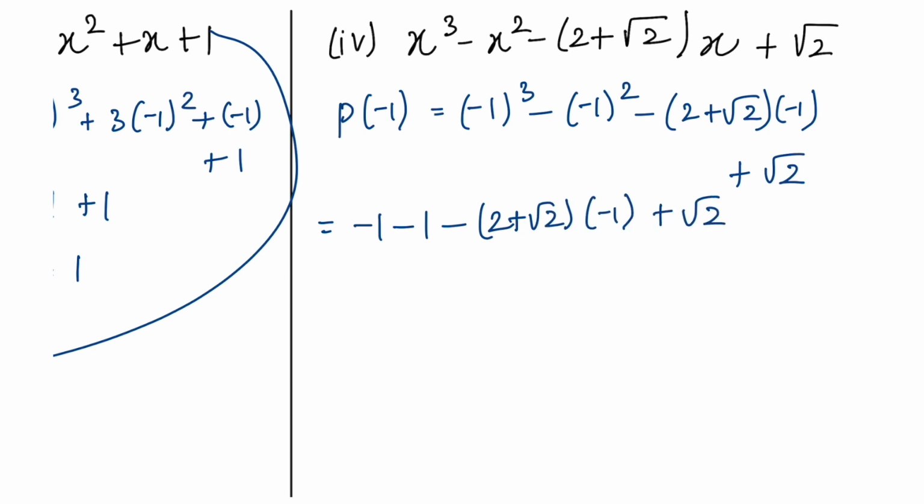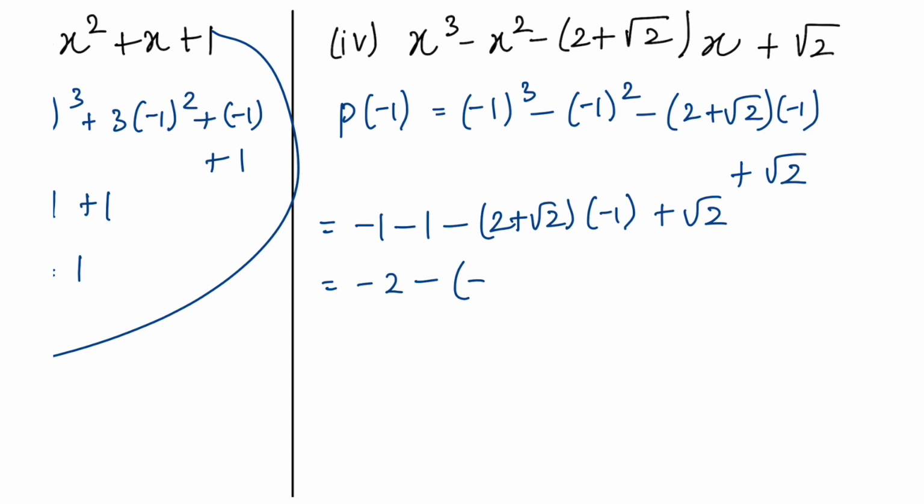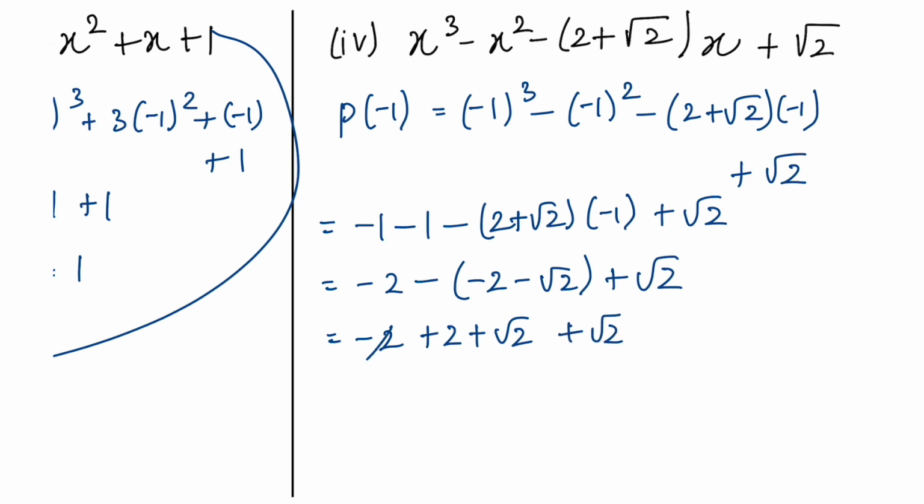Let me just simplify the term again. Minus 1 and minus 1 comes to minus 2. We have a minus here, let that be there. Let us multiply this minus inside, so that gives you minus 2 minus root 2 plus root 2. Minus 2, and when the minus goes inside it becomes plus 2 and plus root 2, and we have a plus root 2 here. So 2 and minus 2 get cancelled, so this gives you 2 root 2.